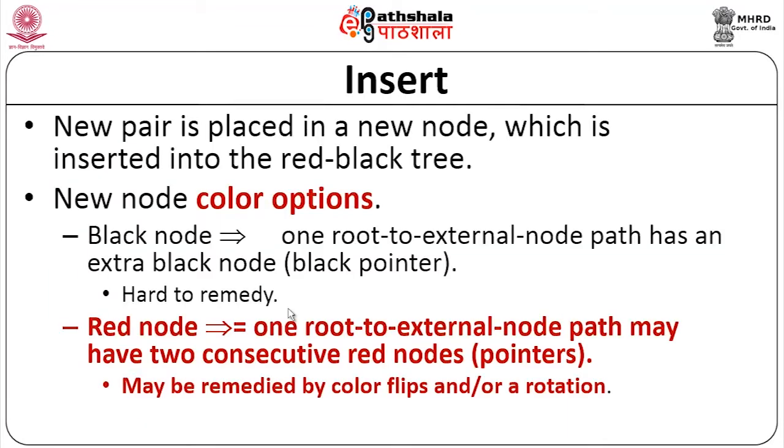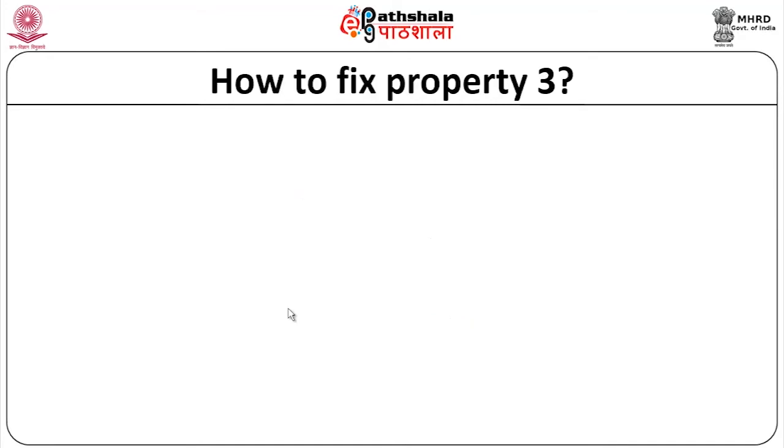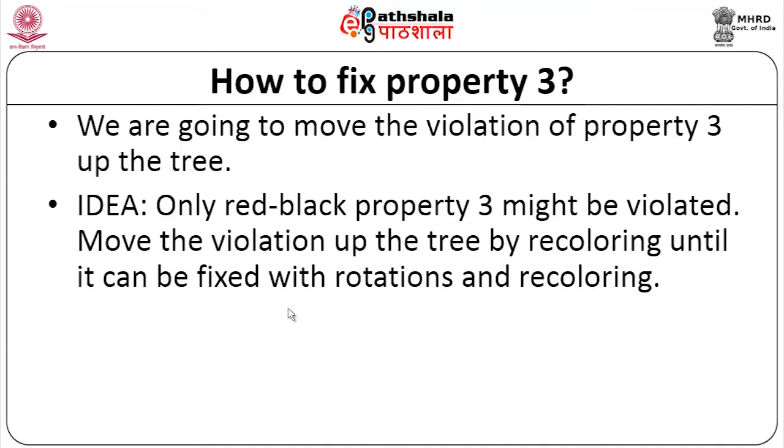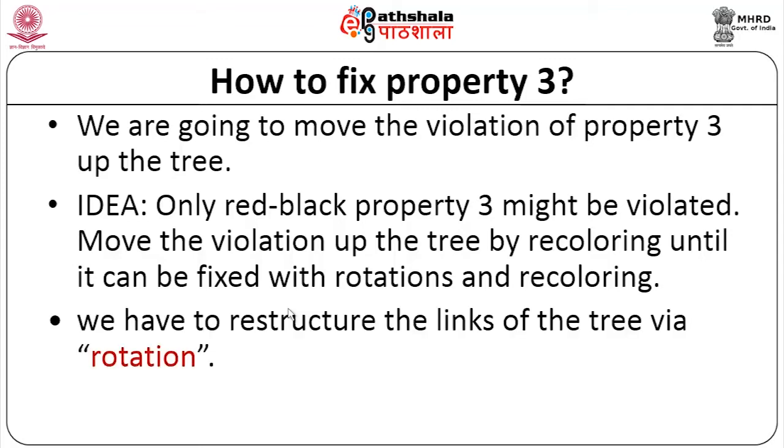Now, how to fix the property 3? Let us look at this. We are going to move the violation of property 3 up the tree. What is property 3? Property 3 is a red node has only 2 black children. So, only red black property 3 might be violated. Move the violation up the tree by recoloring until it can be fixed with rotations and recoloring. So, that is what you will do. We have to restructure the links of the tree via rotation.